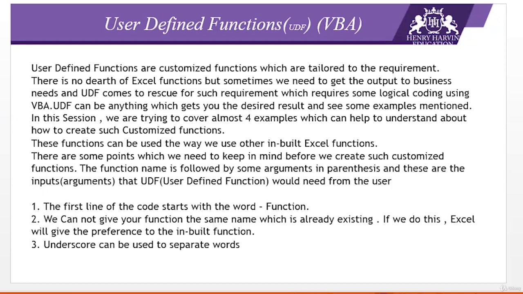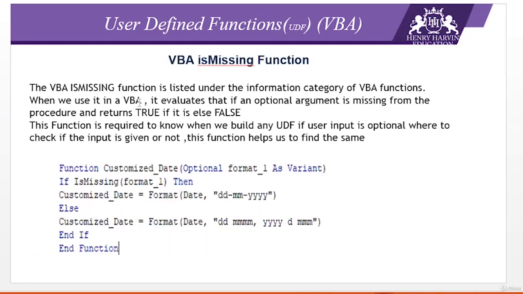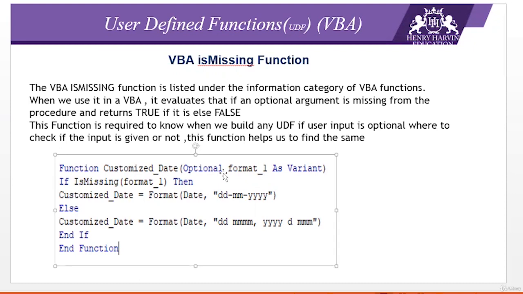Let me jump to my other code, which is called the VBA IsMissing function. Guys, this function is listed under the information category of VBA functions. And you can see this example. If you know VLOOKUP, in VLOOKUP the last value tells you about some optional value. Let me show you that example also. So first you see everything. Let me show you how you can actually achieve those things.